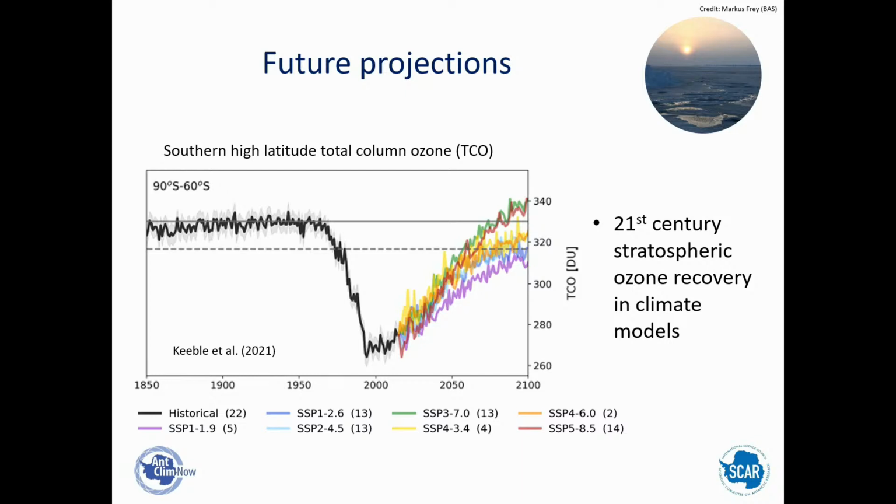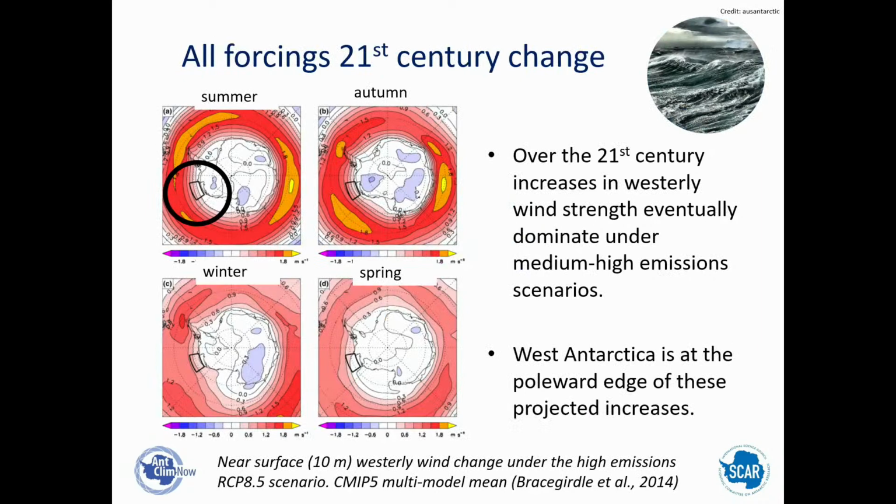You may think then that if stratospheric ozone moves back towards where it was, the westerlies may return to their pre-ozone hole conditions. However, over the 21st century, greenhouse gases and other factors will become more important. And this is illustrated by these maps here, showing all forcings 21st century change in the surface winds around Antarctica. They show the different seasons, so summer, autumn, winter, and spring. And these are changes following a high emission scenario and a mean of many different climate models.